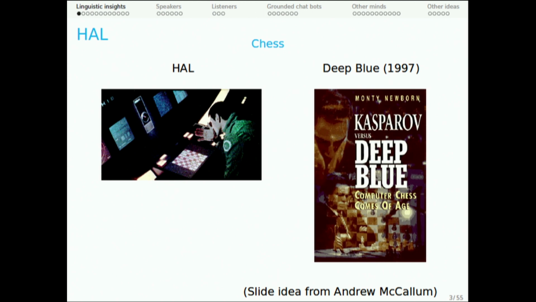For chess playing, you could argue that they got it exactly right. So HAL, the onboard computer, plays chess like an expert. And just before that, in terms of actual human history, Deep Blue beat Garry Kasparov in 1997. So that's pretty impressive that they more or less nailed the timeline in which computers would get good at a game like chess.